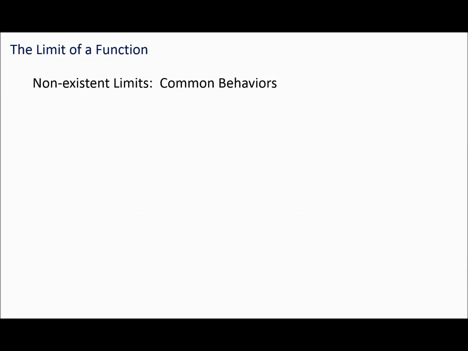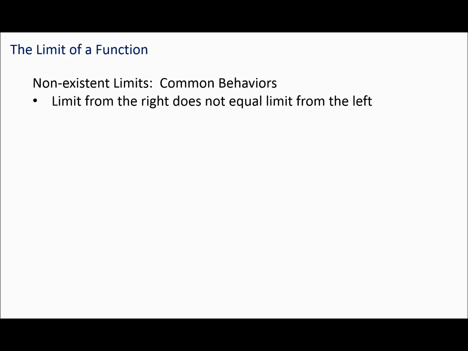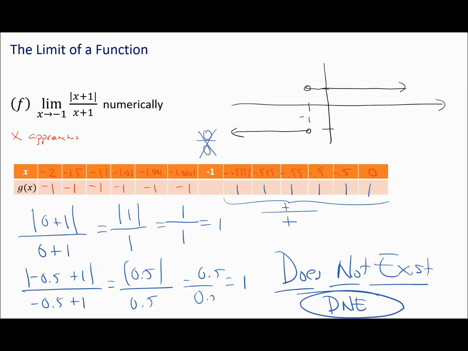So let's recap a little bit about these non-existing limits, or the DNEs, does not exist. Okay, one situation is the limit from the right and the left does not match, or the limit from the right does not equal the limit from the left. Remember, we had that with that piecewise function. Not at all telling you that every piecewise function, that's what's going on. That's what's going on in this particular piecewise function. The left limit is -1, the right limit is +1, they don't match.